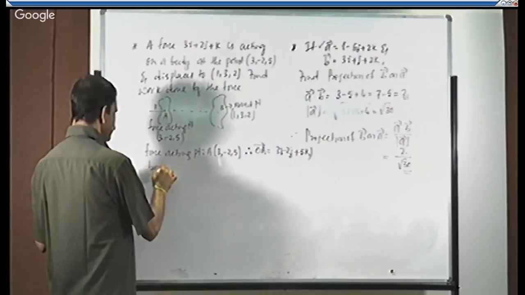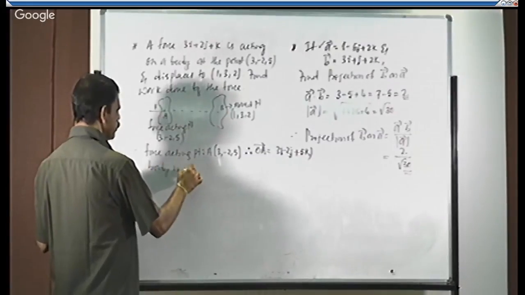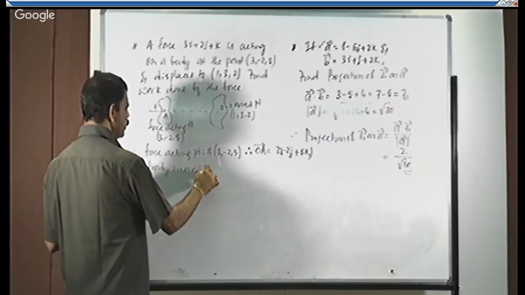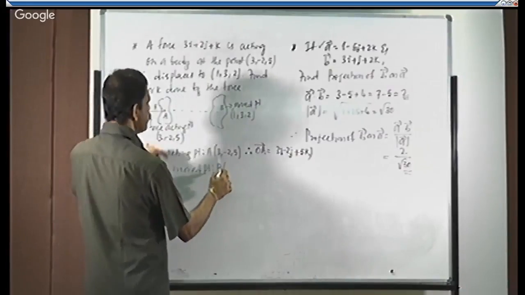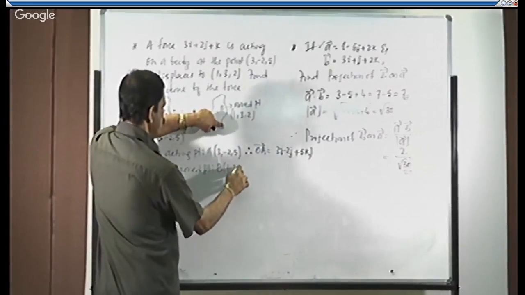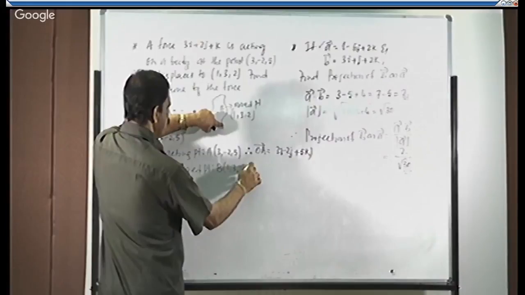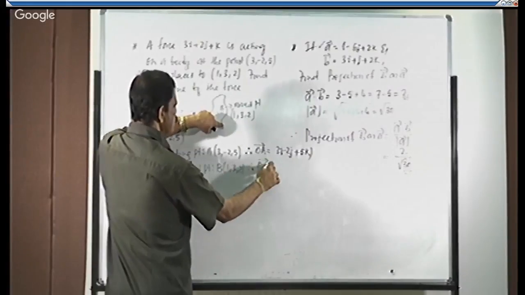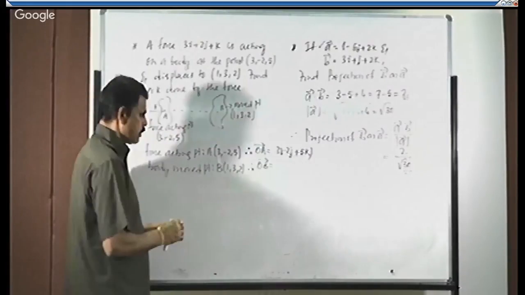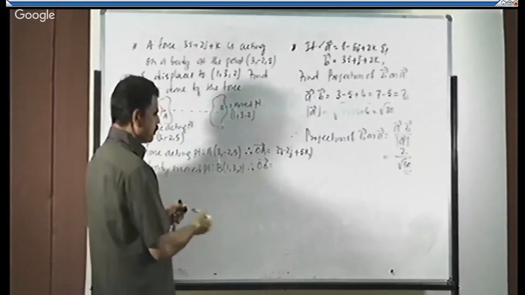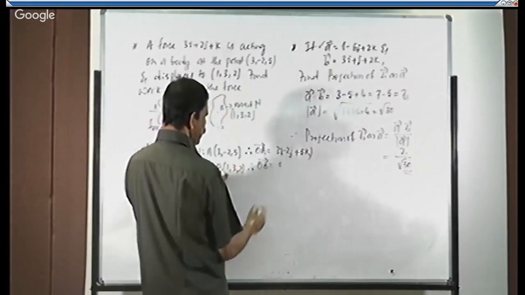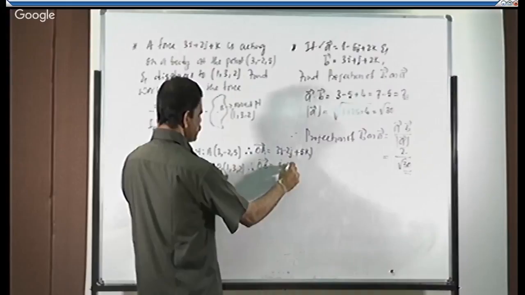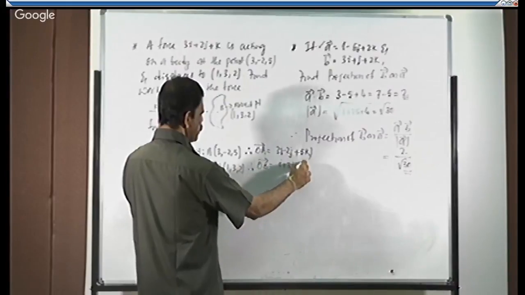Body moved point. The body moved point is what? B. So which is B? 1 comma 3 comma 2. Therefore, its position vector is what? The position vector of the moved point B, OB, is equal to, just include ijk, 1i plus 3j plus 2k.